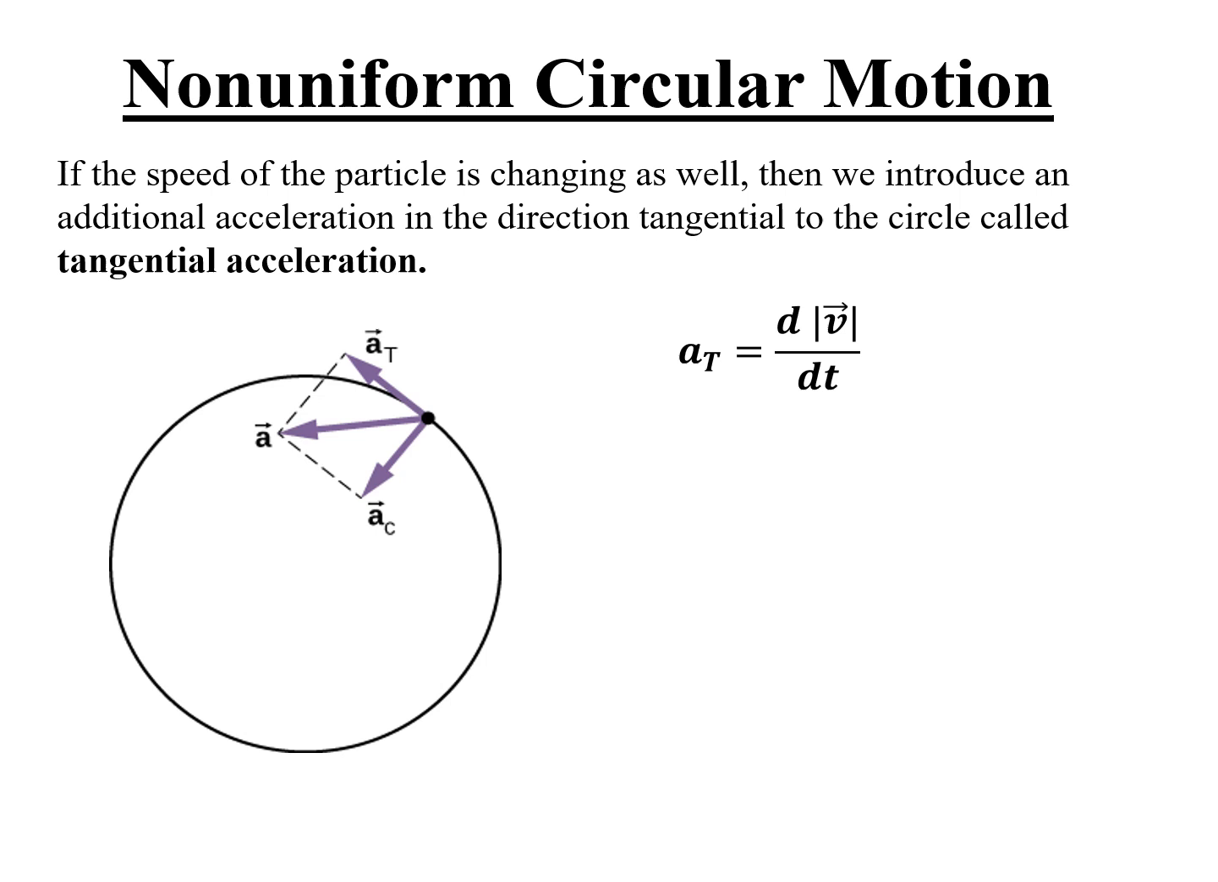Circular motion does not have to be at a constant speed. A particle can travel in a circle and speed up or slow down, showing an acceleration in the direction of the motion. If the speed of the particle is changing as well, then we need to introduce additional acceleration in the direction tangent to the circle, which we will call tangential acceleration.